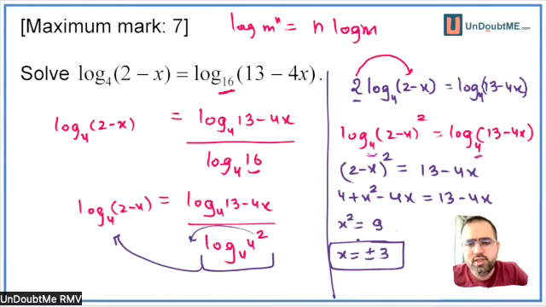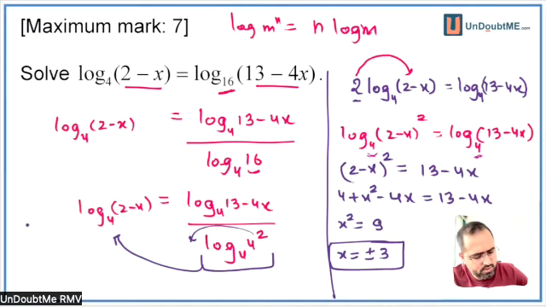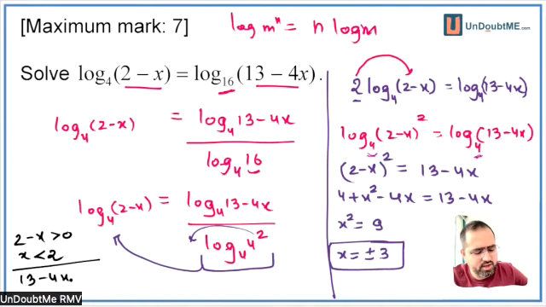Now, whether both the values are acceptable or not, you cannot blindly go with that, saying oh, it is negative, so we can't accept that. The procedure is you look at both the inputs of log. 2 minus x should be greater than 0. It implies that the value of x is less than 2. And the other one is 13 minus 4x is greater than 0. That will give me 4x is less than 13, so x is less than 13 by 4.